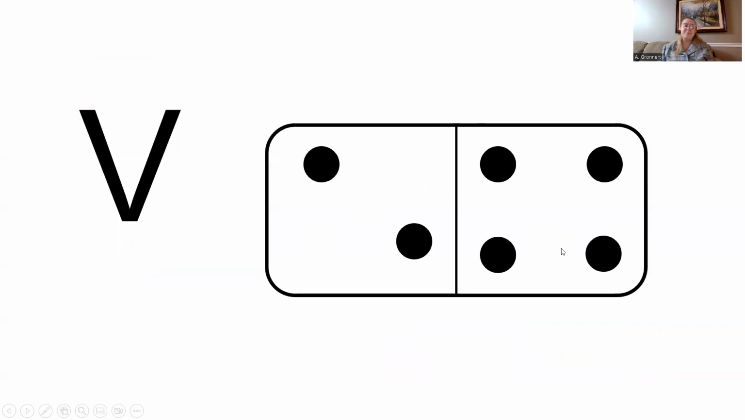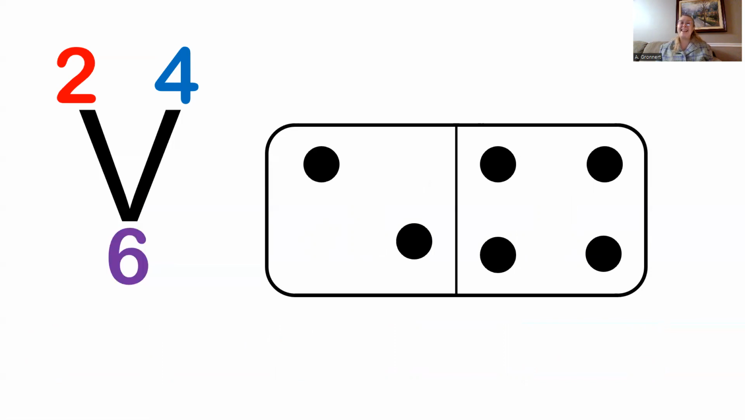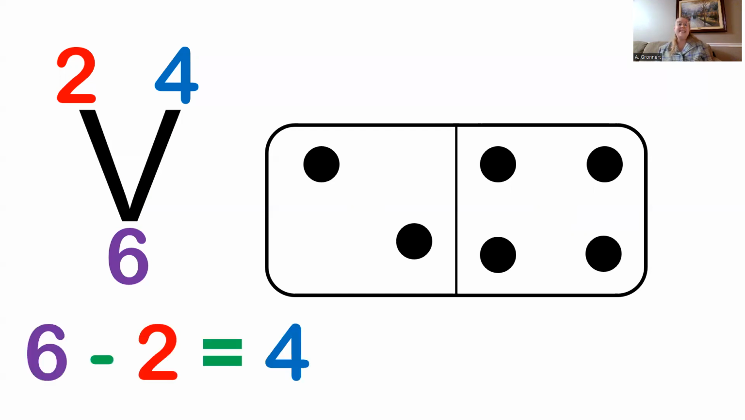Let's do this again. Now I have another domino. This domino's parts are, you got it, 2 and 4. And the total of the dots on this domino are 6. That's right. So when I write my subtraction equations, I always start with, yes, you got it, the biggest number or the total. So for this domino, the total is 6. So I can write my first subtraction equation as 6 minus 2 equals 4.